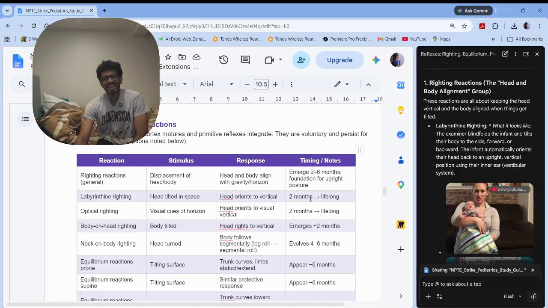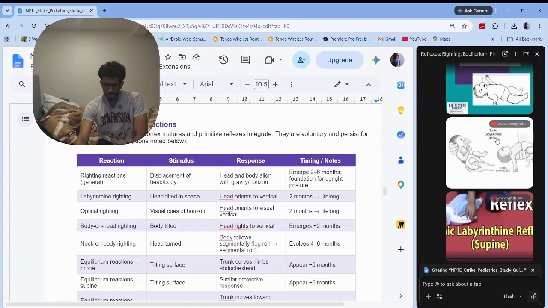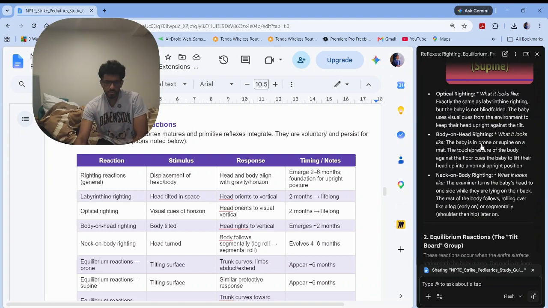This comes around 2 months and it is lifelong. So the righting reaction generally emerges around 2 to 6 months. It is a foundation for the upright body, right? We have some pictures of that and we will look into them, but before that we need to look into what optical righting is.